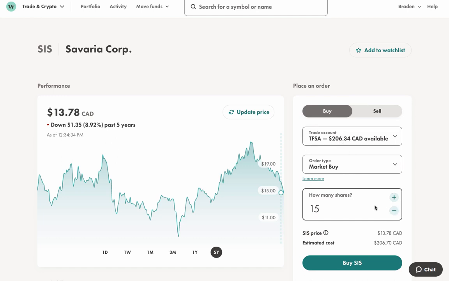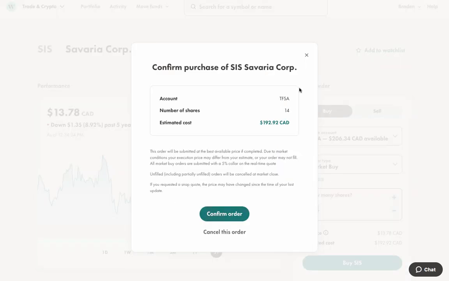I have 206 available, and that would cost 206, so I'm going to have to drop down to 192. That's fine. I have to be within that 5% of the price for Wealthsimple to let me use a market buy, which is totally okay, and we're going to hit confirm on that order.